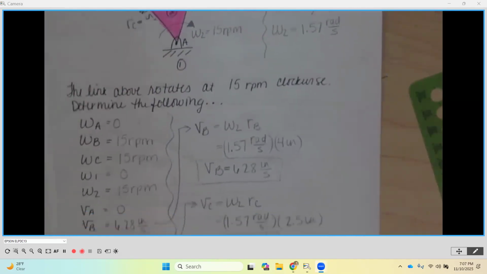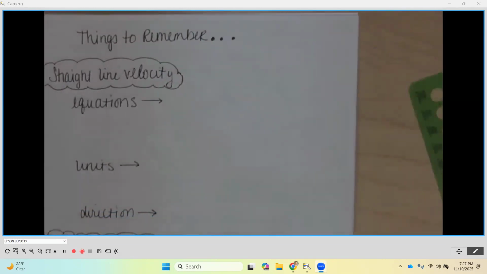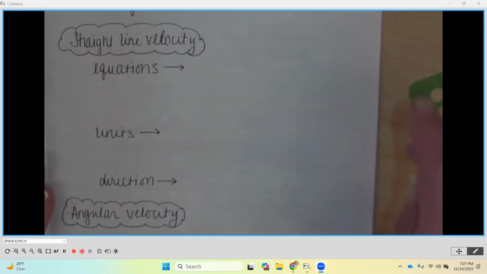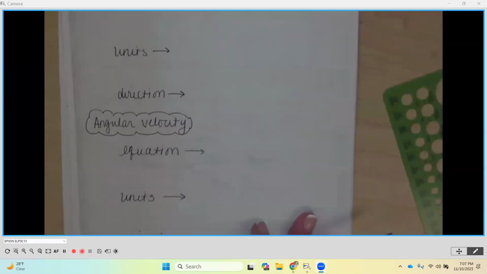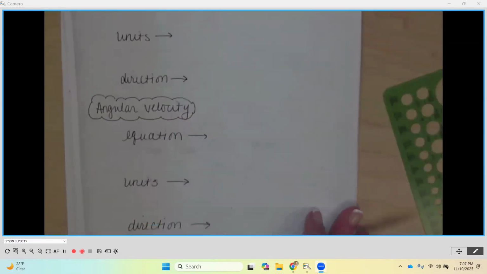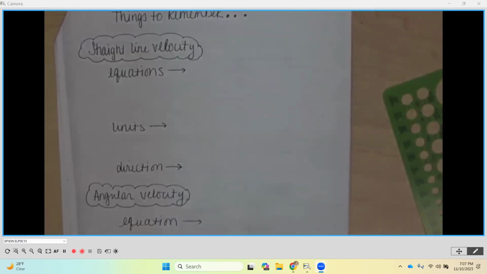Questions? All the answers make sense? Cool. Then we've just got one more page. We're going to turn over one more time. Things to remember. Okay. Just fill in what you know about the items here. So equations for straight line velocity, units, direction, angular velocity, equation, units, direction. Just write your thoughts down and then we'll make sure you have everything that you need. So I'll give you a minute to do that.